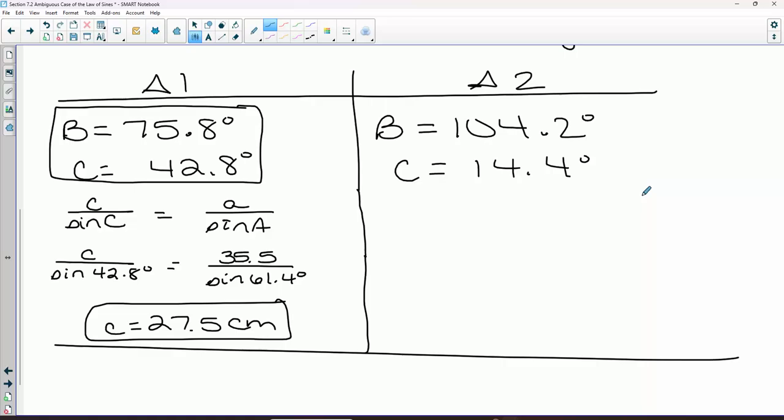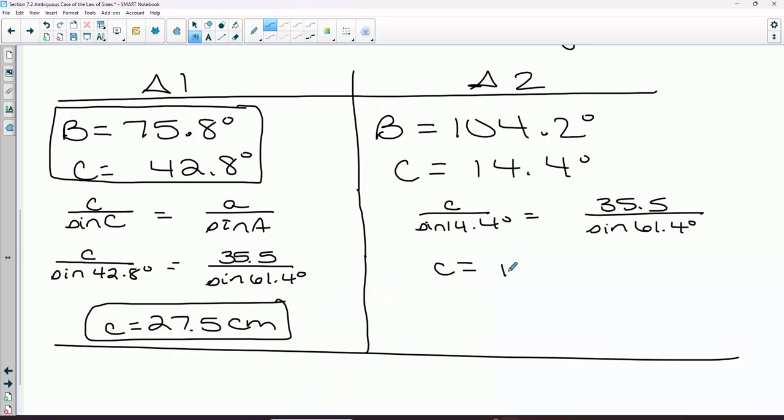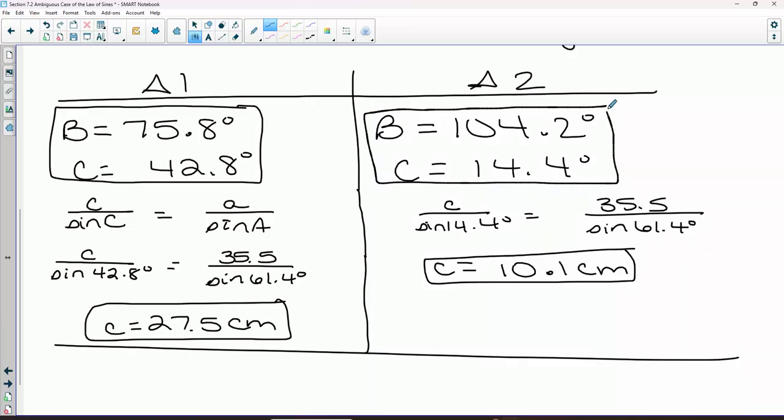All right, now we have to do the same thing for our second triangle. So C over the sine of 14.4 degrees equals side A, 35.5, over the sine of angle A, 61.4 degrees. So we get 10.1 centimeters.